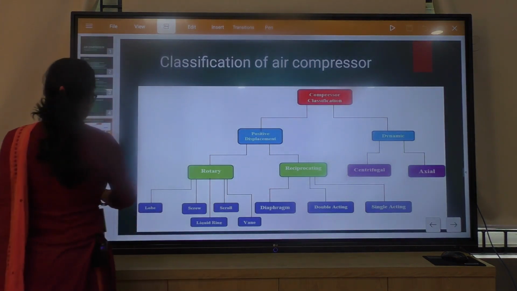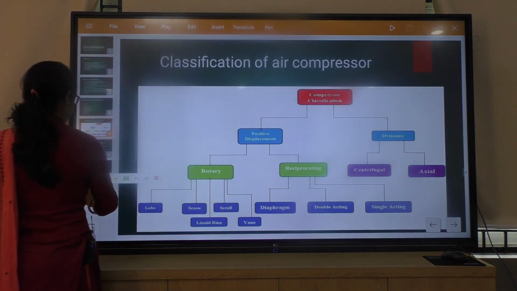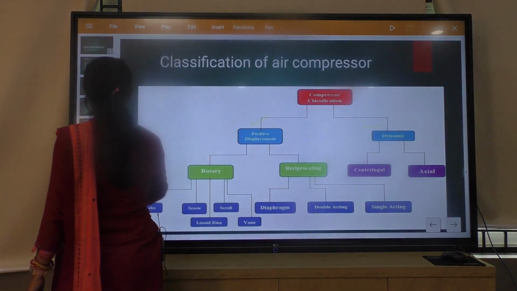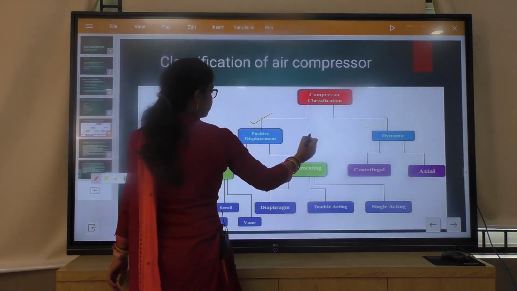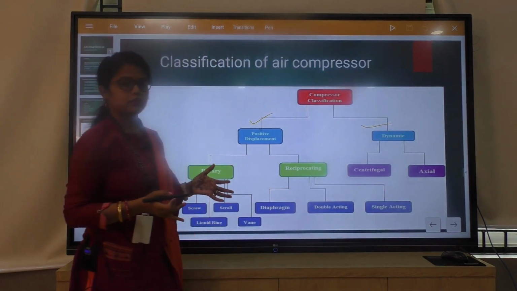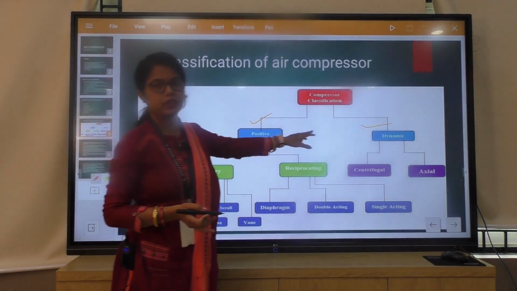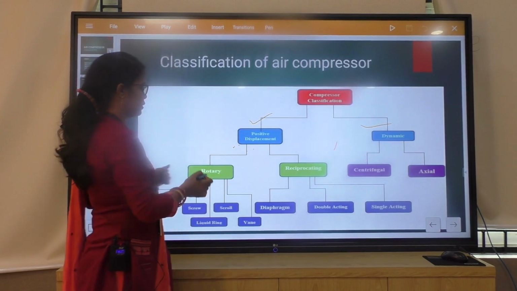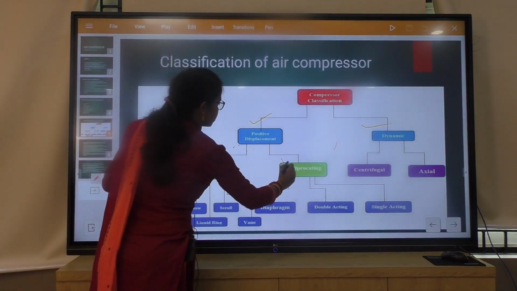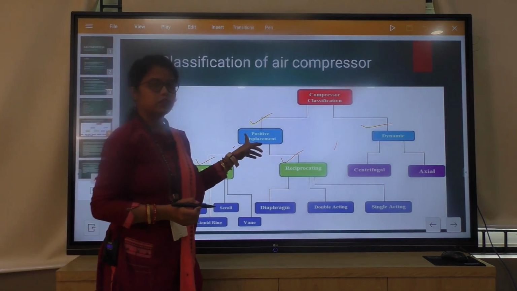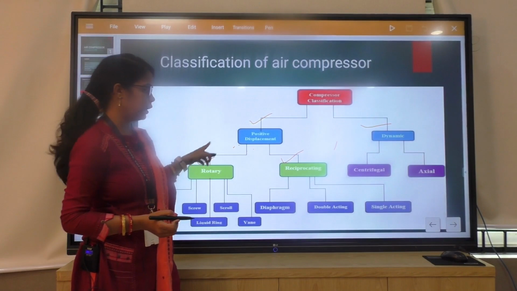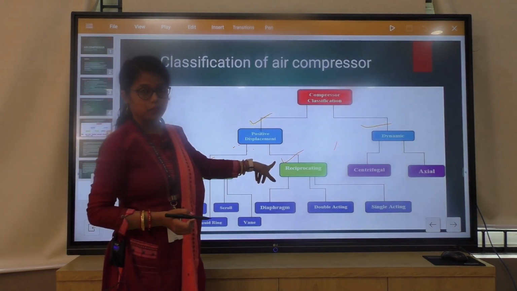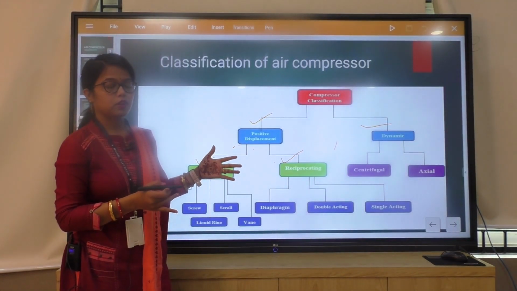Classification of air compressor. This is the initial starting classification. First, the air compressor is broadly classified into positive displacement type and dynamic compressor type. Then again it is classified into rotary compressor and reciprocating compressor. This is important. The positive displacement type compressor is again classified into two types, that is called rotary compressor and reciprocating compressor.